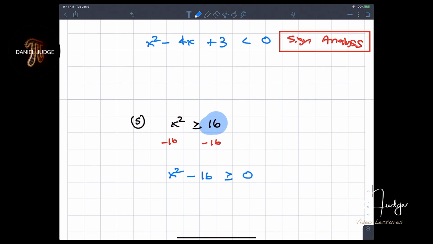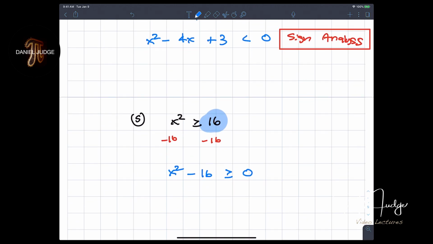So now, again, we'll say, what do you do with this? Sign analysis. Oops, doesn't seem to want to do a square there. Sign analysis is what you do here.